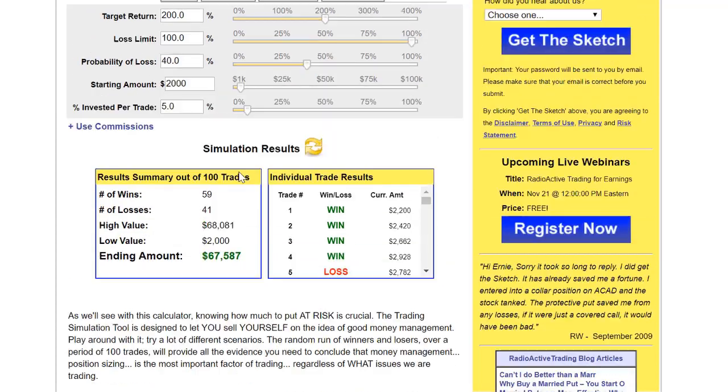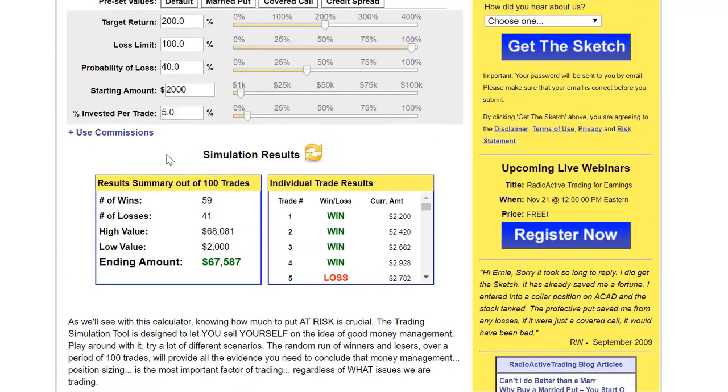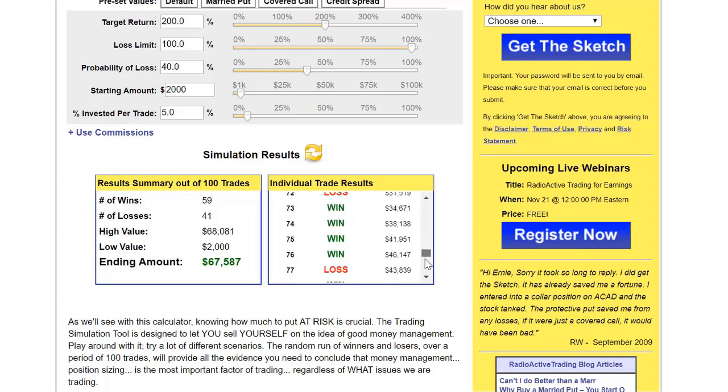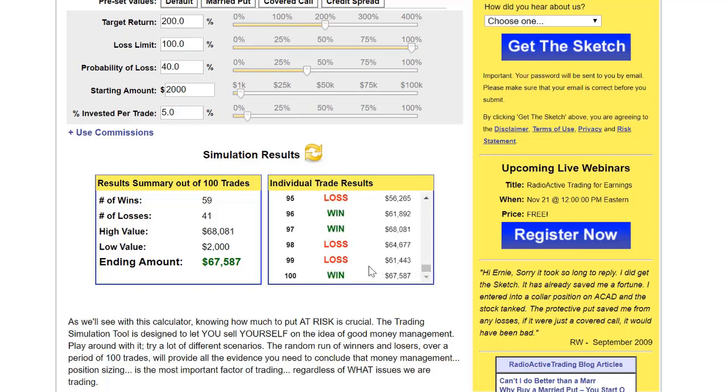So as you can see here, we started with $2,000. 5% of $2,000 is $100. So we're willing to lose $100 and willing to win $200. So the first trade was a win. Now it's $2,000 to 100, and we do the same thing. So the 5% of the 2,000 is 100, and you know exactly what I mean here, right? So after 100 trades, okay, we get a total amount of $67,587. That's why it's very, very important to be consistent.